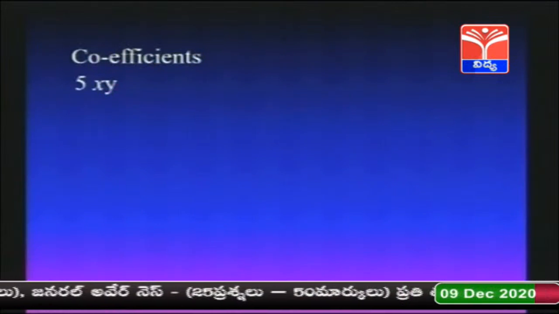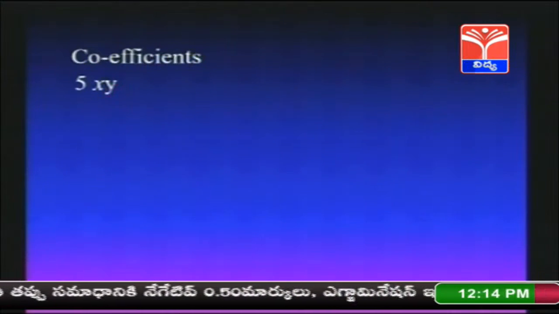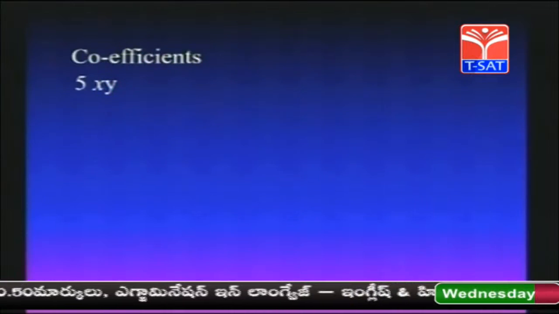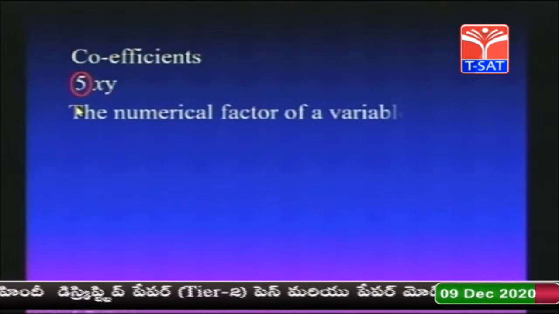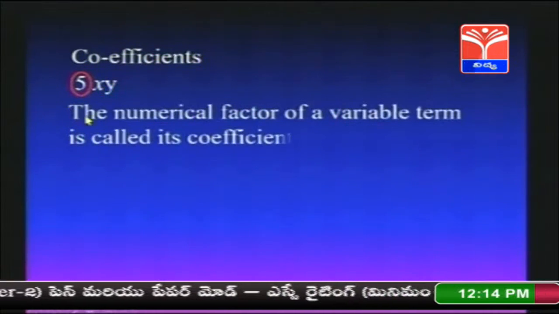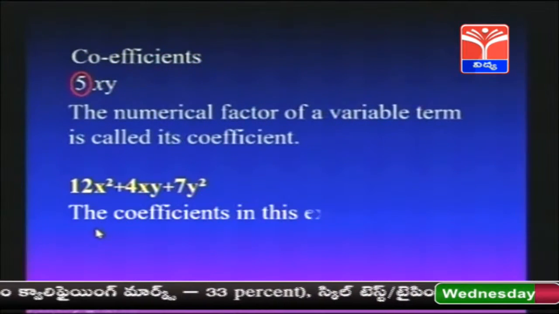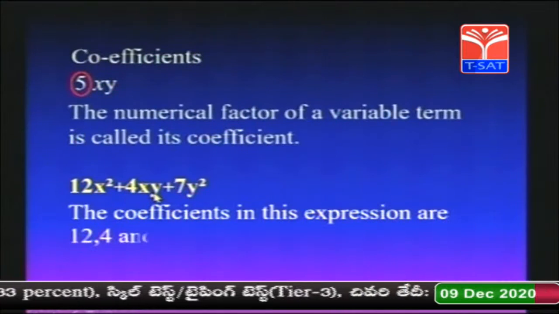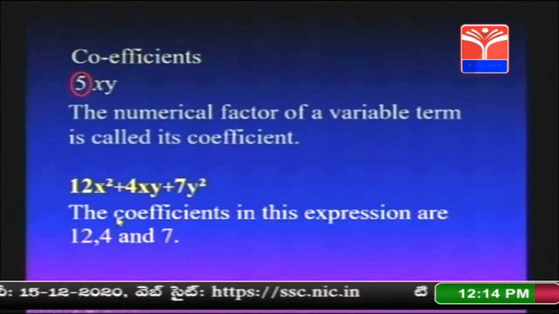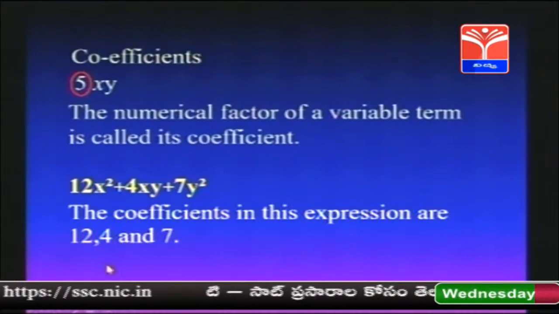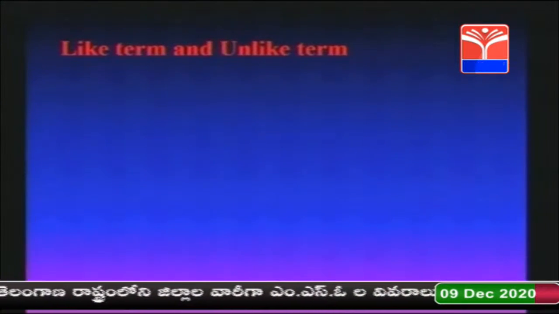The next one, we will go for what are the coefficients of a term. Now in this, consider a small term 5xy. What is the coefficient? Now as you can notice here, 5 is a number, the numerical factor of a variable term is called its coefficient. 12x square plus 4xy plus 7y square is an algebraic expression having three terms. The coefficients in this expression are 12, 4 and 7.